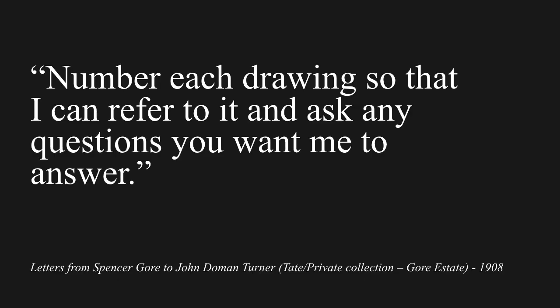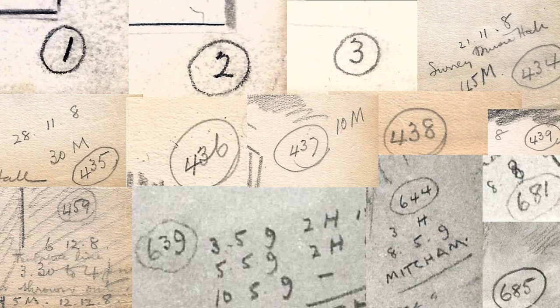Gore says to Turner, number each drawing so that I can refer to it and ask any questions you want me to answer. I looked at the artworks that we've got, and in the corner of a lot of the early sketchbook works, there's numbers on them. And those numbers tally with the letters that Spencer Gore wrote. In the corner of each one, it says number one, through to, the largest number we found was 685, but in the letters, I think they mentioned 900. So it suggests that he did 900 sketches over 4 years that he got critiqued on, which I find mind-blowing.